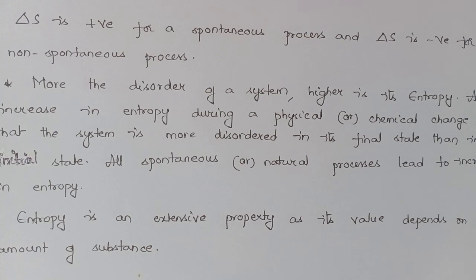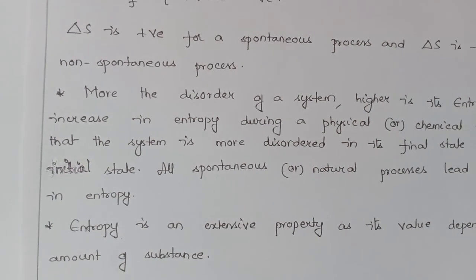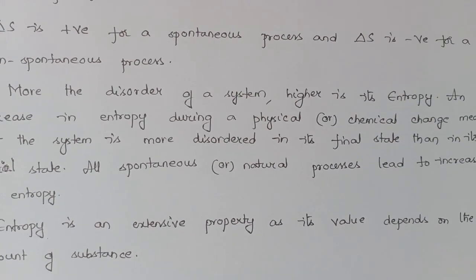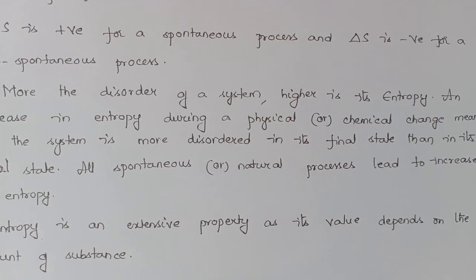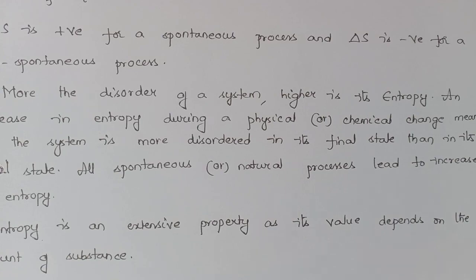So, for a spontaneous process, underline, students, delta S is positive, and for a non-spontaneous process, delta S is negative. And also, more the disorder, more will be the entropy. Suppose there is an increase in entropy during a physical or chemical reaction, it means that the final state has more disorder than the initial state. And also, all spontaneous processes lead to an increase in entropy, and it is an extensive property as its value depends on the amount of the substance.